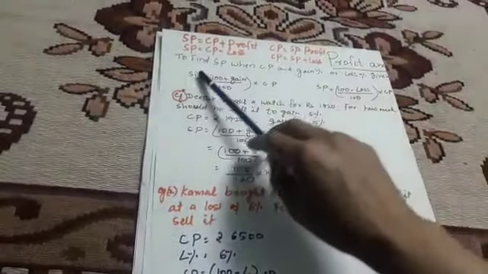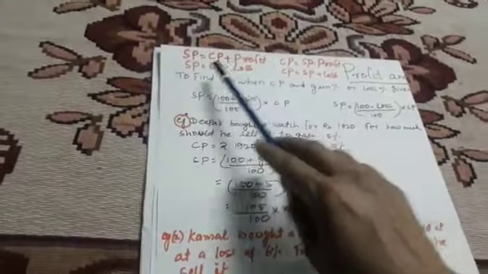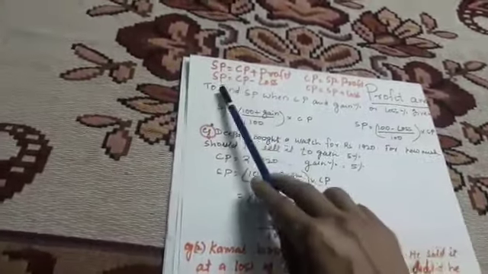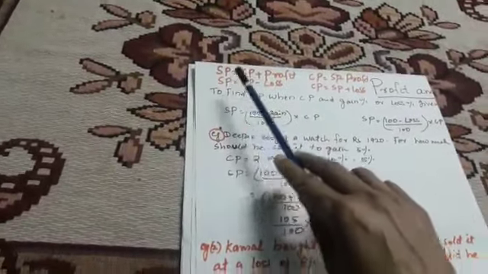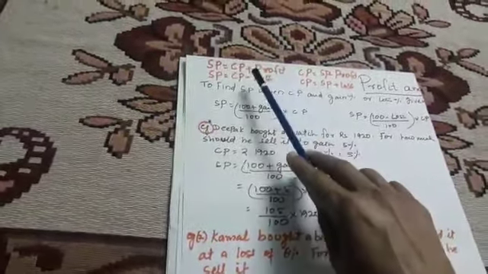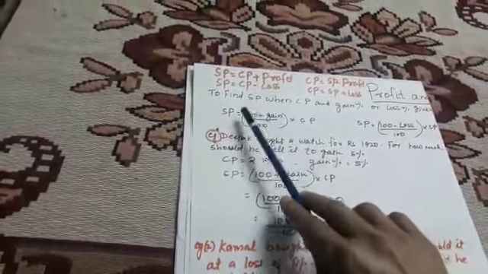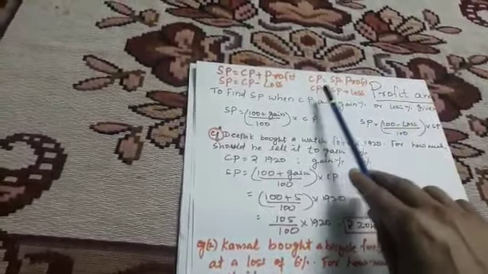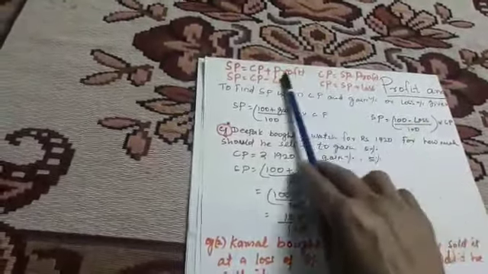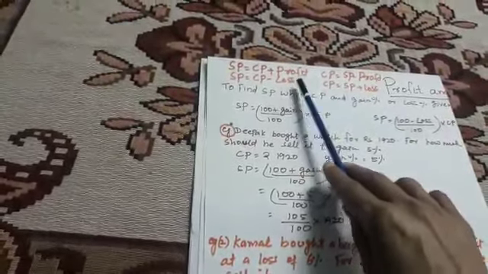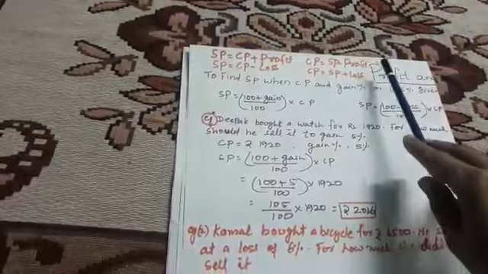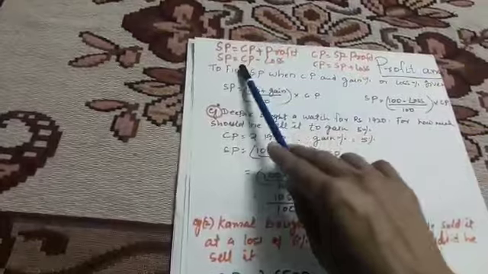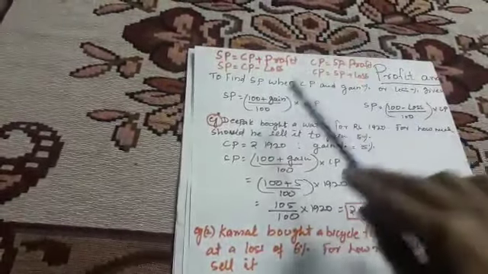In the previous class, you learned about SP, that is selling price, and CP, that is cost price. And you learned the formula also, that SP equals CP plus profit and SP equals CP minus loss, and CP equals SP minus profit and CP equals SP plus loss. And these formulas are applicable only when the profit or the loss is given to you in rupees. And you also learned when a shopkeeper is having profit, when he is having loss.